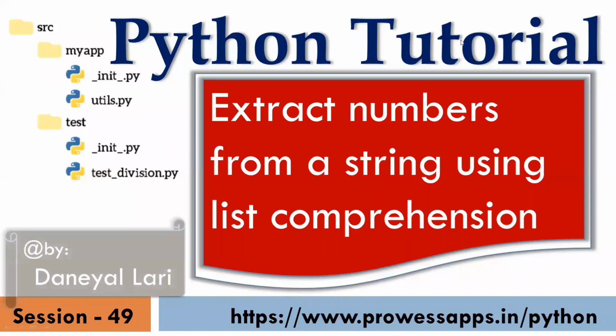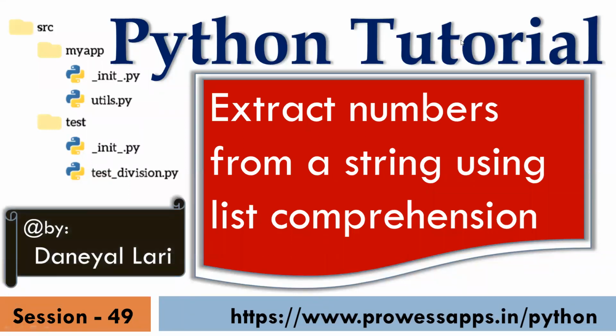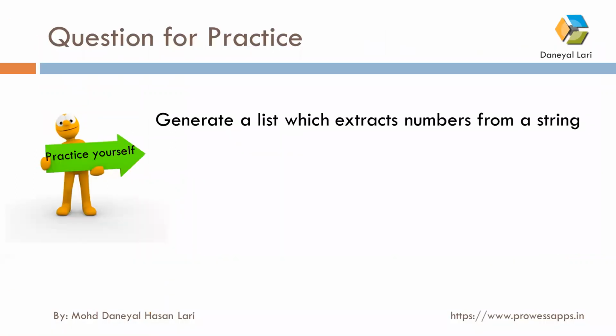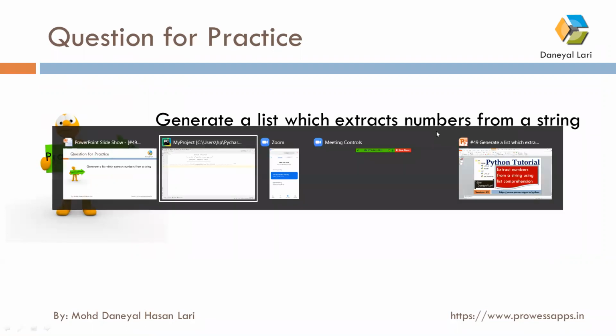My name is Daneyal, and today I will discuss extracting numbers from a string using list comprehension. In the previous tutorial, I gave you 5 questions, in which one question was to extract numbers from a string. So how to do that, we'll see with the code. So this was the question: generate a list which extracts numbers from a string. So how to do this using code?